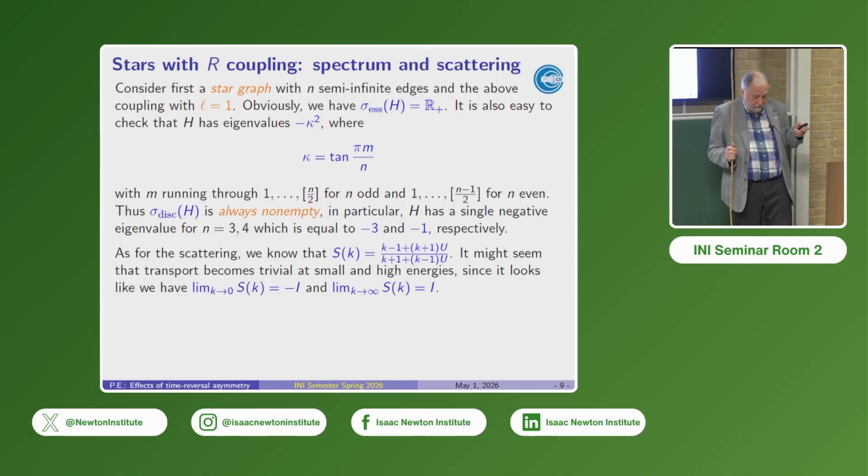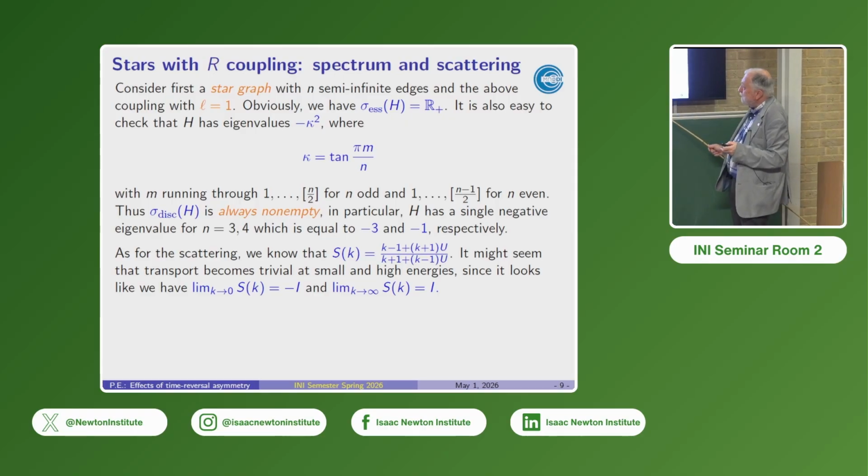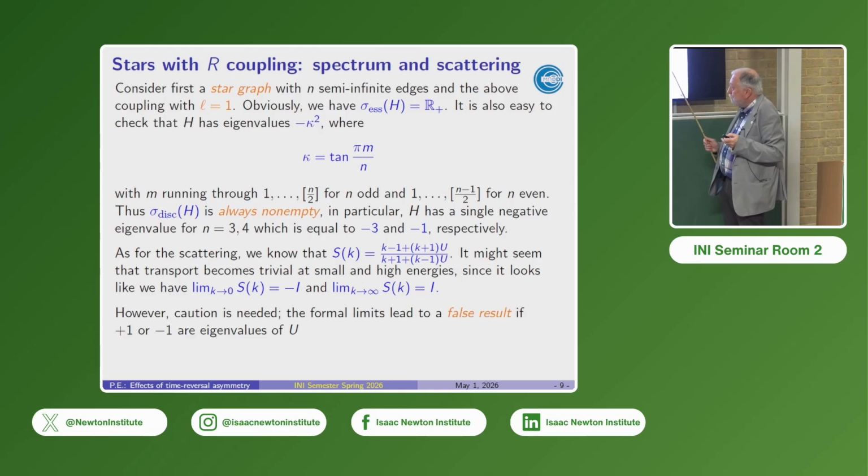As for the scattering, now the formula we had before, if you look at it formally, it seems that it has a limit which is a multiple of a unit matrix as k goes to 0 and to infinity. We will be particularly interested in the high energy asymptotics. But of course, the counterexample to this argument is the scattering matrix for Kirchhoff coupling, which is independent of energy, and it is not a multiple of the unit matrix.